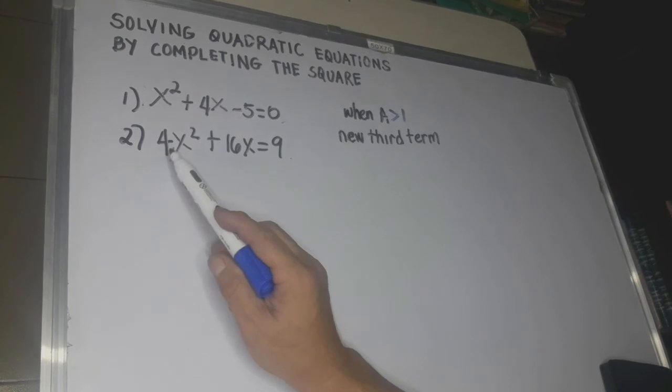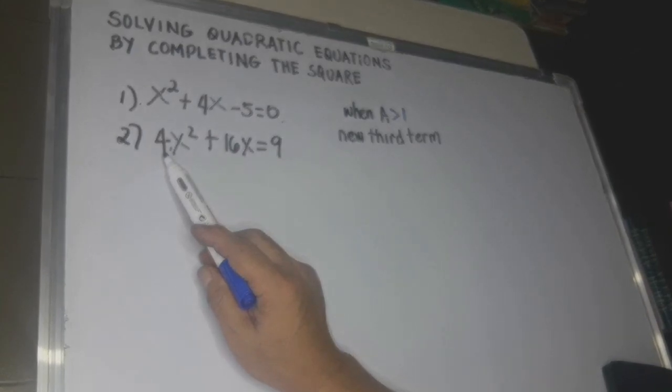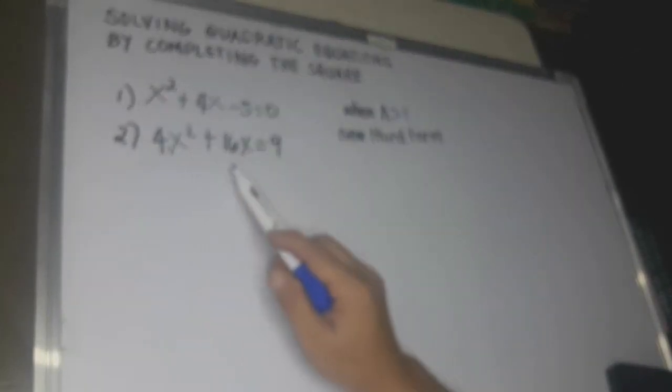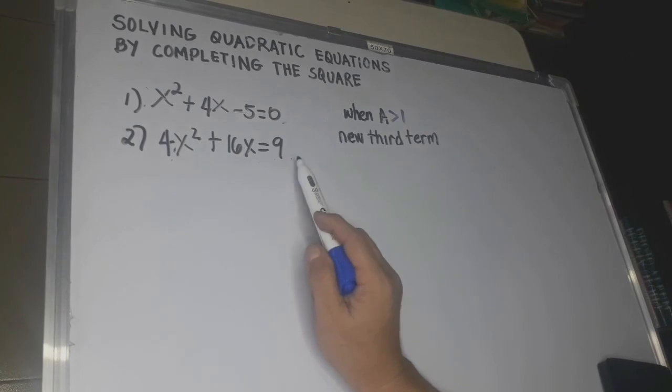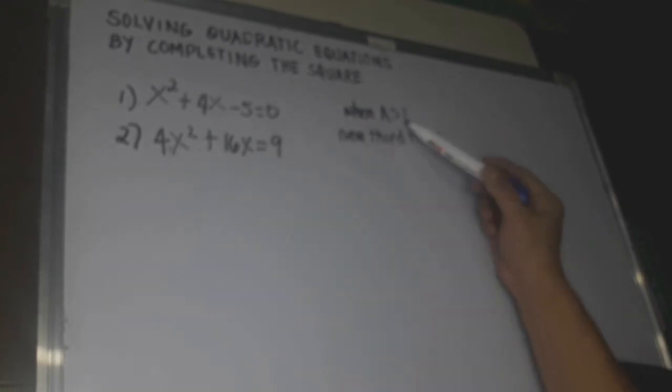Now we are going to solve the next equation, which is 4x squared plus 16x equals 9. In this equation, the first term is 4x squared. The numerical coefficient of the first term is 4. And 4 is greater than 1. So, a is greater than 1.